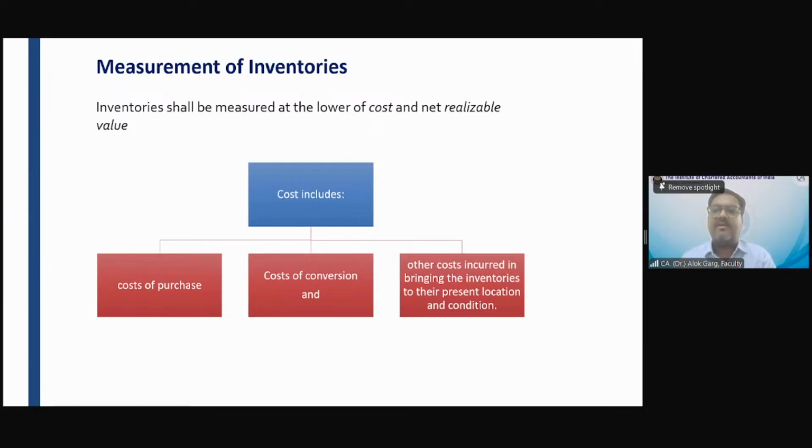To become sellable, right? For example, ice cream. The ice cream will come into the sellable condition when it has been frozen at a very low temperature, for example -2 degrees Celsius, -1 degree Celsius, -5 degrees Celsius. That freezing cost, that freezer cost, also becomes part of the cost of the inventory. Okay.